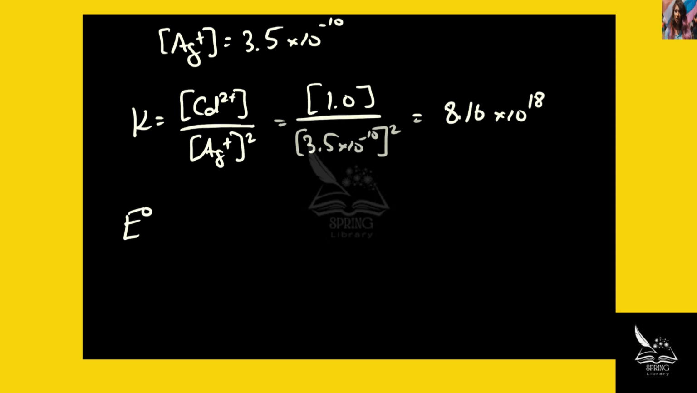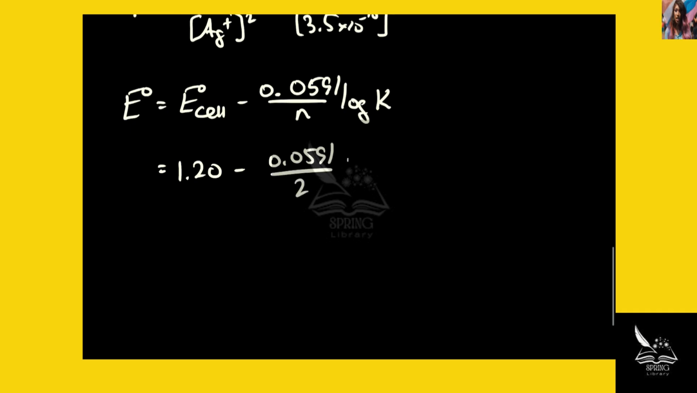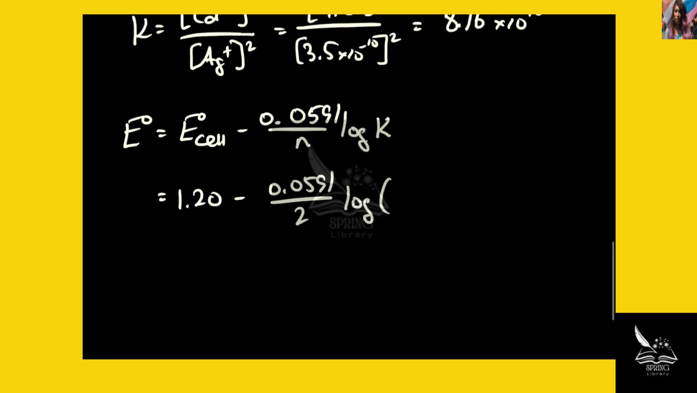And then, to calculate the cell potential, E is equal to E naught cell minus 0.0591 over n log of K. E naught cell value is 1.20. N is the number of electrons involved in the redox reaction, which is 2, and log of our equilibrium constant, which is 8.16 times 10 to the 18. And this would give me a cell potential of 0.64 volts.